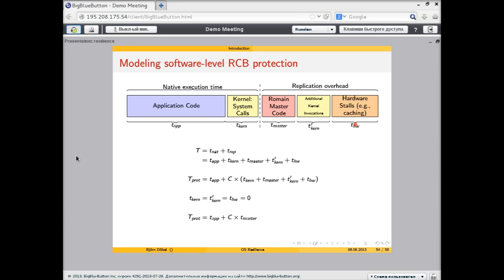The other thing is we also set the kernel execution times, the yellow parts up here, to 0, because we did some measurements where it turned out that time spent in the kernel is actually like 0.01% of the overall execution time during native execution and during replicated execution. So in this case, it's easier for us to assume that the kernel execution times are also 0. And this in the end leaves us with a formula for the protection time where protected execution time is the application execution time plus the master execution time multiplied by a constant factor stemming from the protection mechanism.